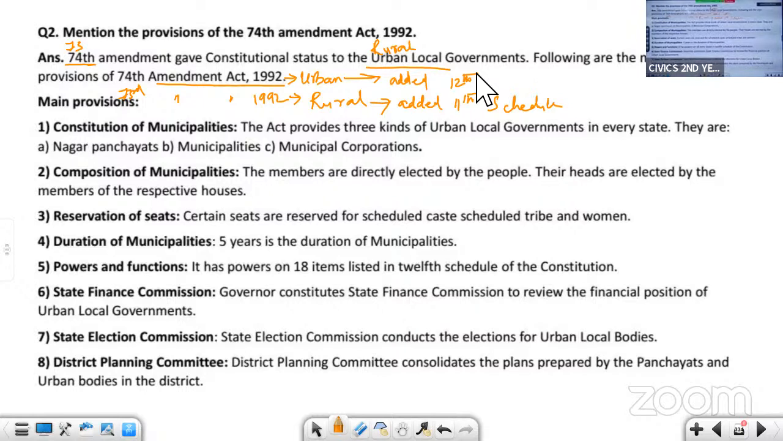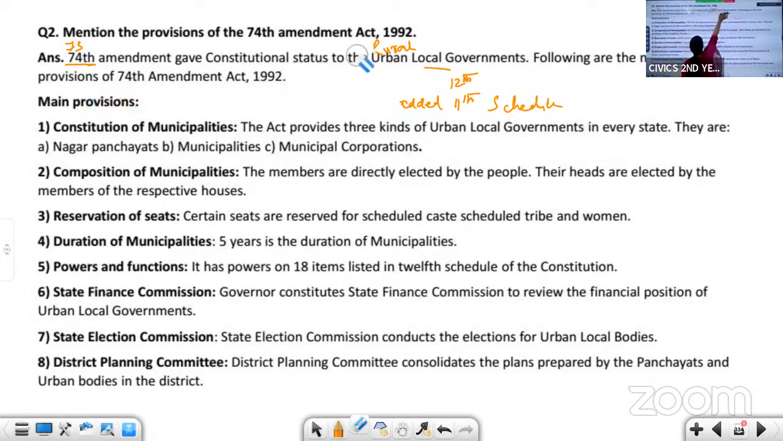Now, if you see the constitution of panchayats, we have a 3-tier system. Here also we have 3 kinds of urban bodies: Nagar Panchayat, municipalities, and municipal corporation. There we have Panchayat, Mandal Parishad, then Zilla Parishad. Okay. I hope you are able to understand. Small changes, you can learn 2 answers at a time. Okay, I hope it is clear till here.